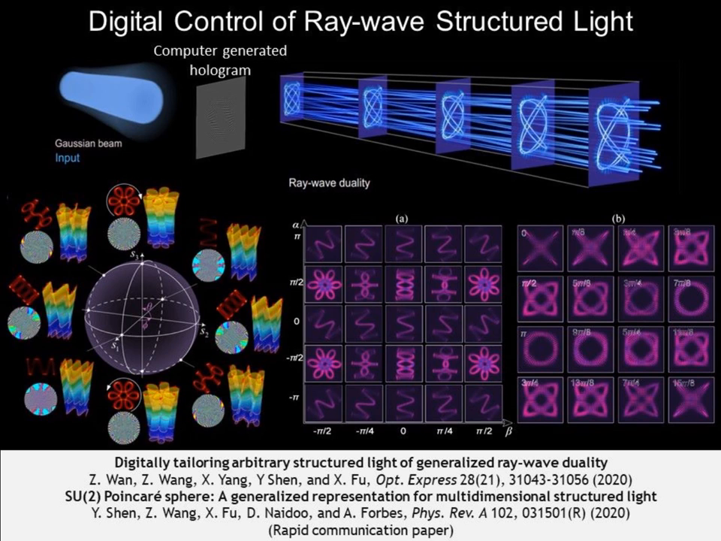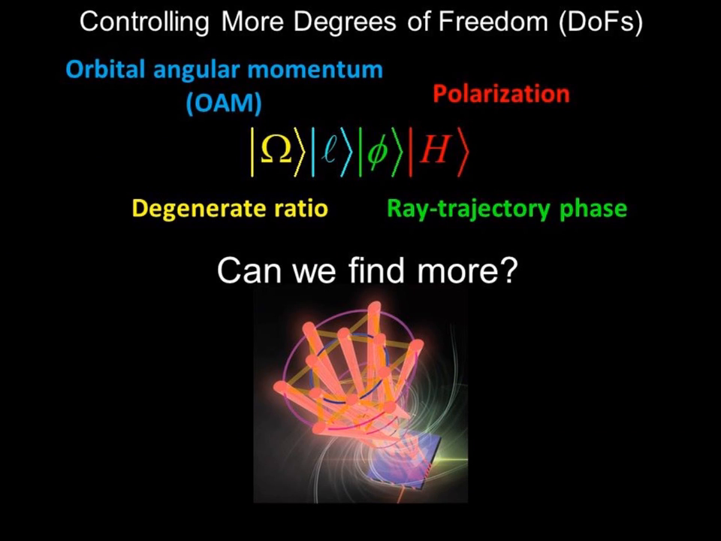For example, the ray-wave pattern coupled with the Lissajous curves and the trochoids opens more degrees of freedom controllable in light. Okay, let's make a brief summary. The hybrid ray-wave vector vortex beam opens many new degrees of freedom. Besides the conventional OAM and the polarization, we can also control the degenerate ratio and the ray trajectory phase. Can we find more degrees of freedom to be controlled in such a scheme?